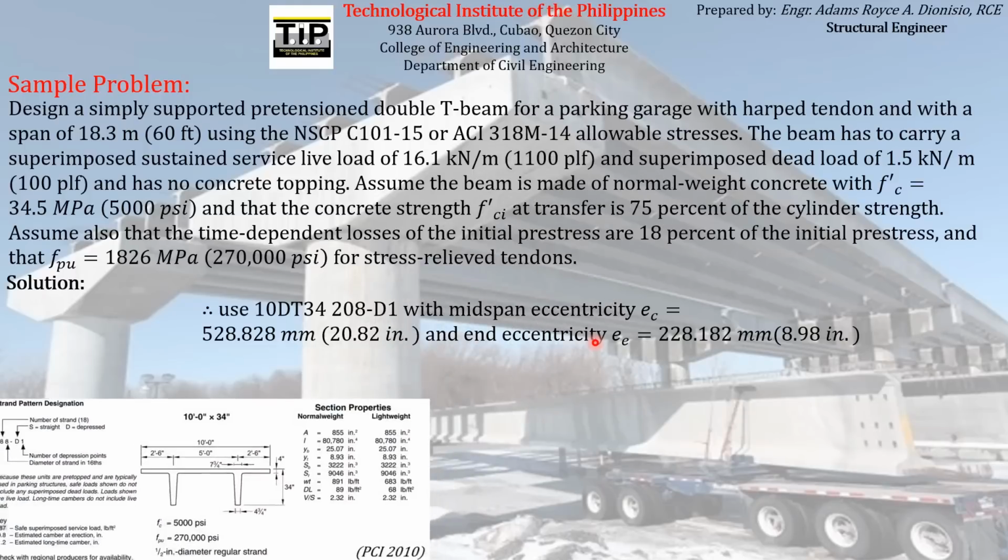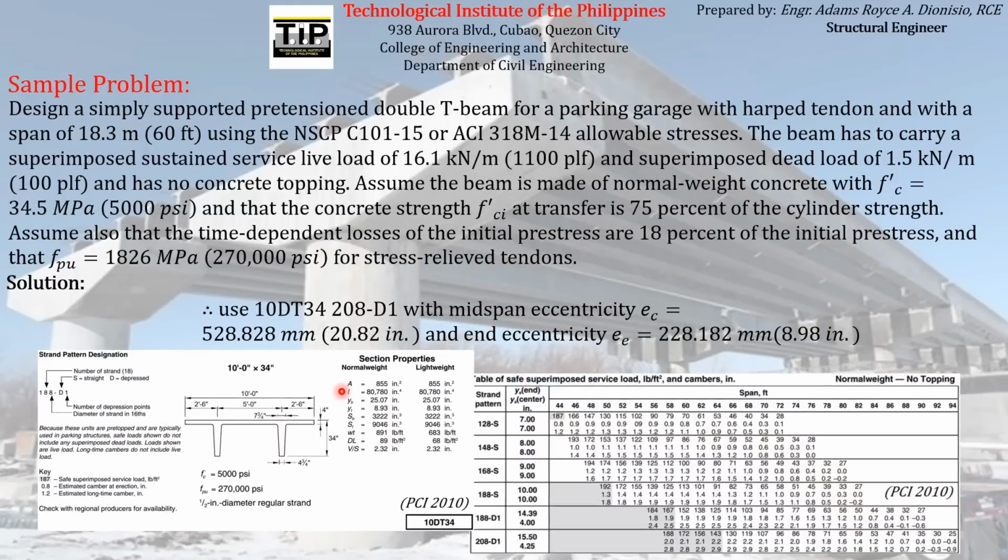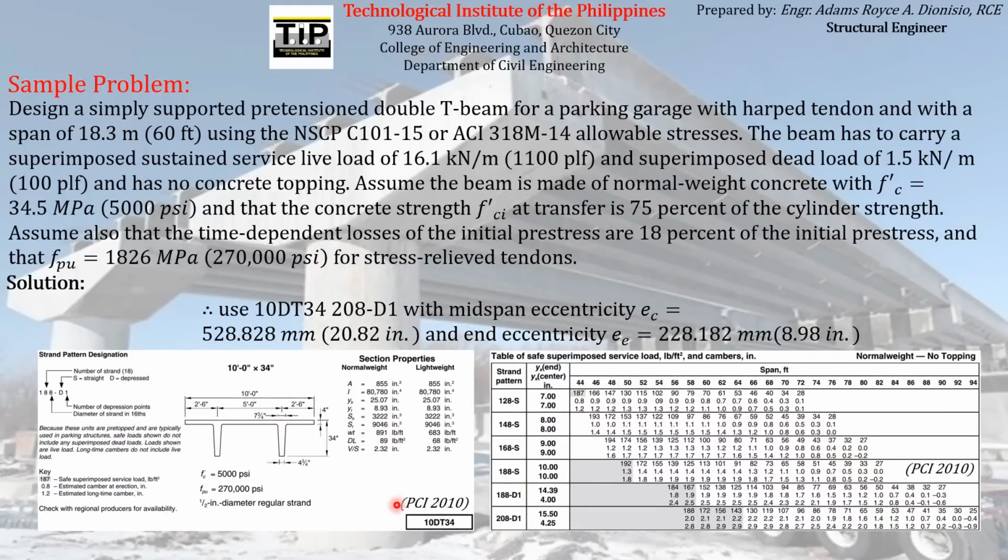The properties of that section and strand pattern can be found again from PCI 2010. So these are the properties of the section that we have chosen that can withstand the given demand specified by the problem. So that is the final answer on this design problem.